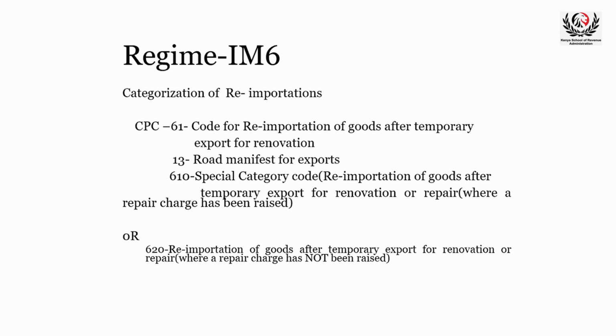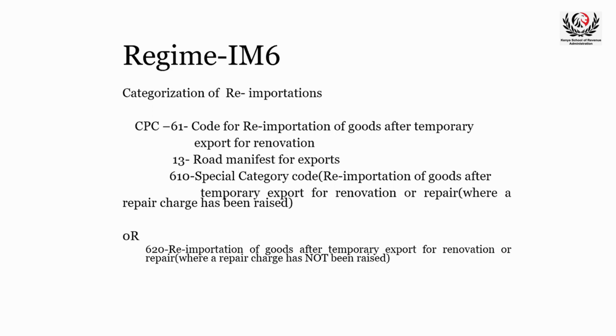We have also various categorizations, and the first one is the importation of goods after temporary export for renovation or repair, and in this particular one a repair charge has been charged. So in this case, the CPC code will be 6113, where 13 is the document that you use to export those goods, and the special category code is 610.